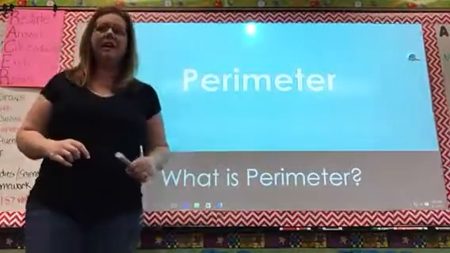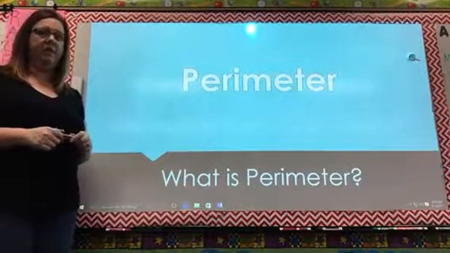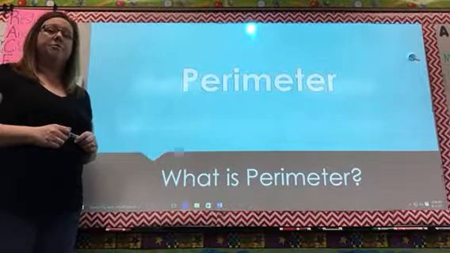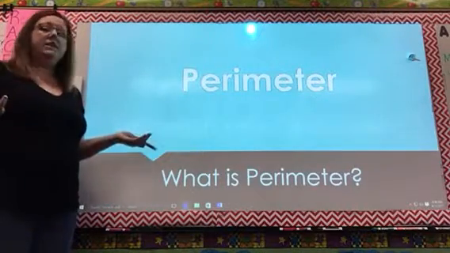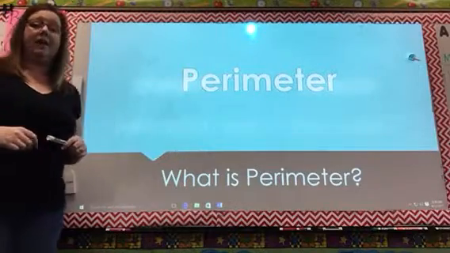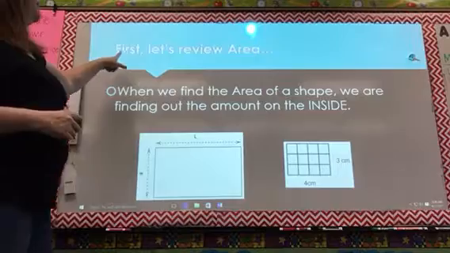All right, hi guys. We are going to be learning about perimeter today, okay? We learned about area, but now we're going to learn about perimeter. So, what is perimeter? Before we get to perimeter, let's review what area is. All right, let's review area.